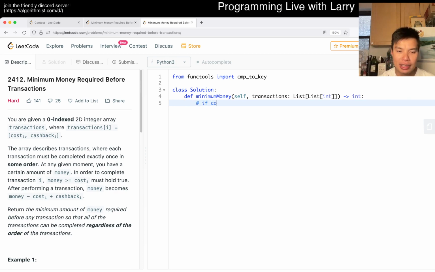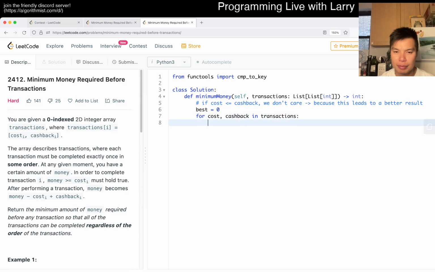So, thinking about the visualization, the drawing that we did, let's make some observations, right? If cost is less than or equal to cash back, we don't care for the most part. We'll talk about this in a second, because this leads to a better result than the initial cost. So let's think about this. What does this mean? Let's just say best is equal to 0, and then for cost, cash back in transactions, best is equal to max of best, cost. There's no way around it. You can't really do better than that, right?